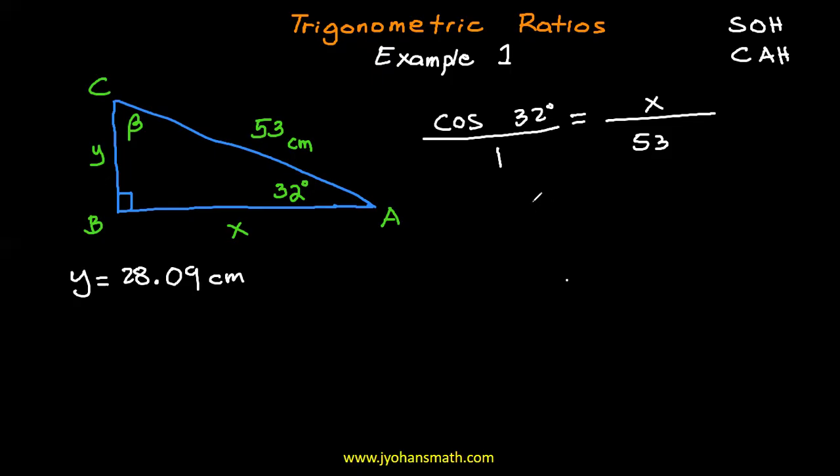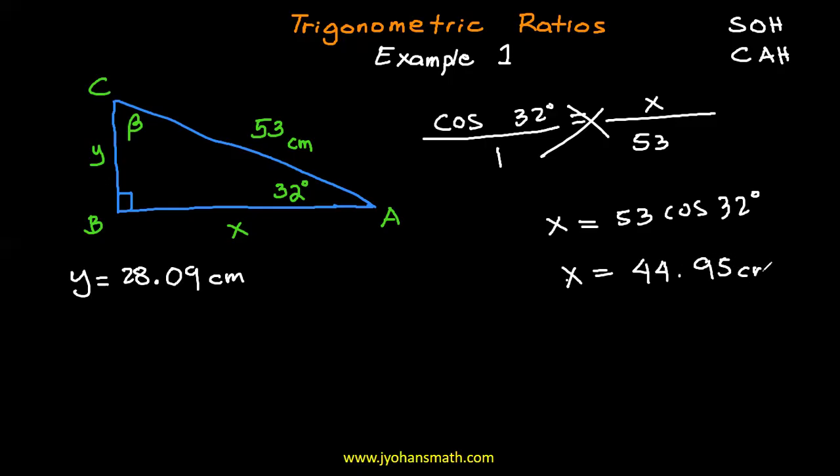So if you cross multiply them together, x times 1 is x, and 53 cosine 32 degrees, plugging in, will give us 44.95 centimeters. And that will be the value of x using two decimal places. So here we have x is equal to 44.95 centimeters.